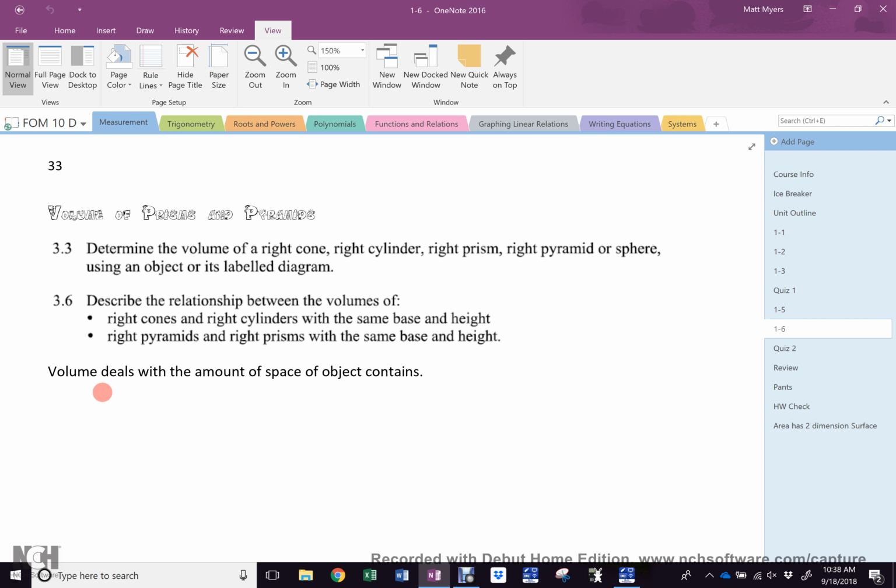Good. Who else has something to add to that? If you didn't hear Ethan, he said the volume is what's inside and the surface area is what's outside. Is that the only difference? What's the other difference?